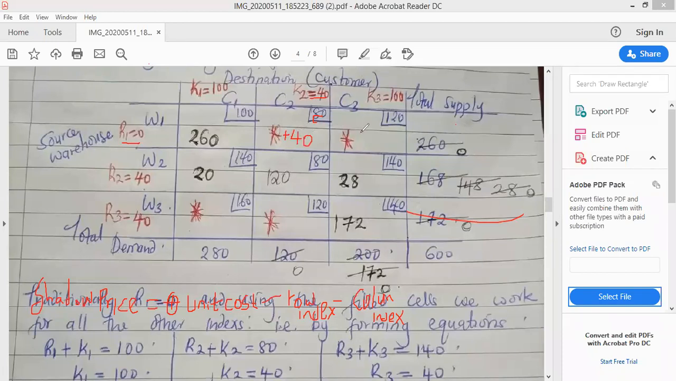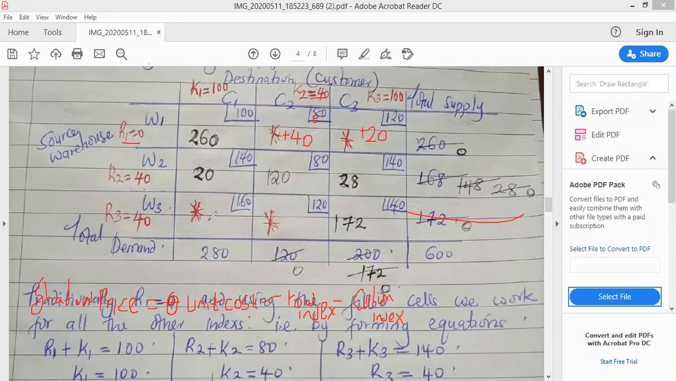Let's move to this cell here, W1C2, which is empty, and we compute its index how? 120 is the unit cost. We minus the row index of 0. We minus the column index of 100. This will give us a positive value of 20.